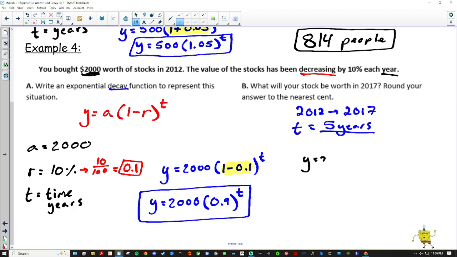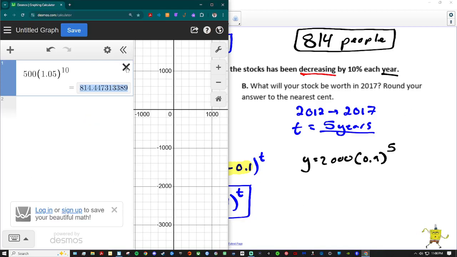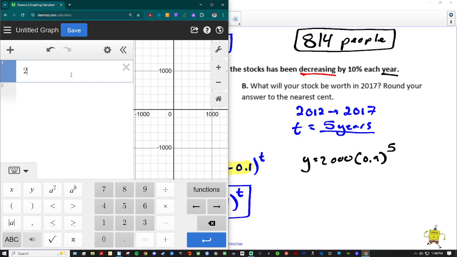Y equals 2,000 times 0.9 to the power of 5. And we're going to see how much our stock value has decreased. 2,000 times 0.9 to the power of 5. After 5 years, our stocks are now worth $1,180.98.